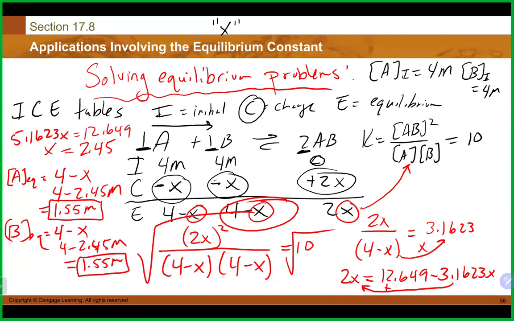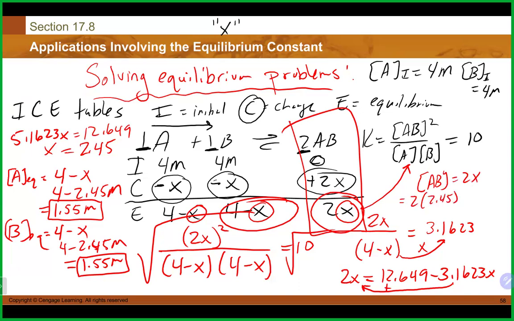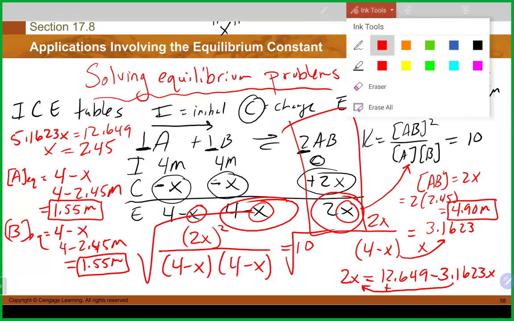And if we wanted AB at equilibrium, it equals 2x. So the concentration of AB at equilibrium is 2 times x. That's going to be 2 times 2.45. And that would get us 4.90 here. And these would be the equilibrium concentrations of everybody once this reaction reaches equilibrium.